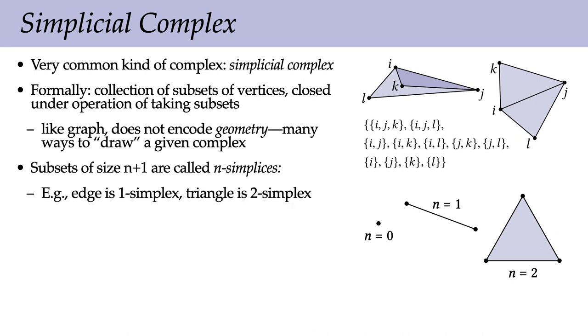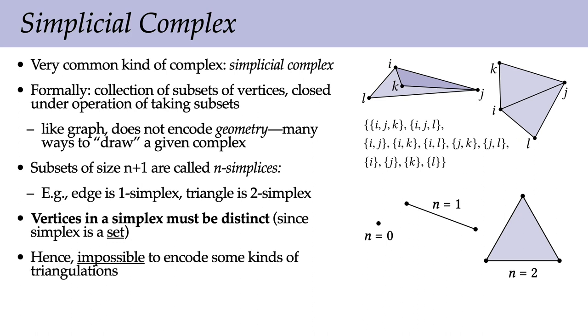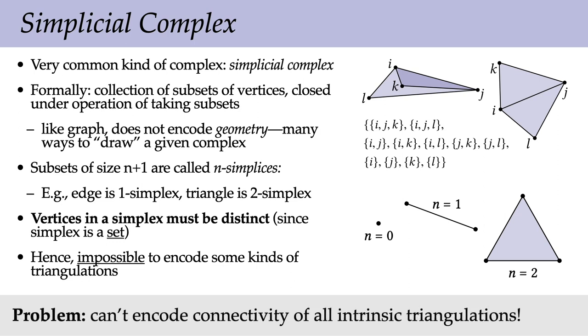Okay. A really key feature of a simplicial complex is that the vertices of any simplex must all be distinct, right? Because a simplex is a set. A set has distinct elements, okay? And because of this, it's going to be impossible to encode certain kinds of triangulations, right? We're not going to be, in particular, able to encode the connectivity of all intrinsic triangulations. Let me give just a couple examples.